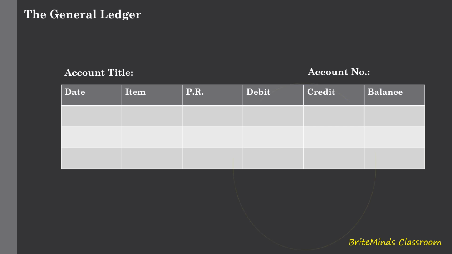Then next are the debit and credit columns. The debit and credit columns are used in recording the amounts of transactions from the general journal or special journal. And then the next one is the balance column. The balance column of the general ledger represents the running balance of the account after considering the debit and credit amounts.